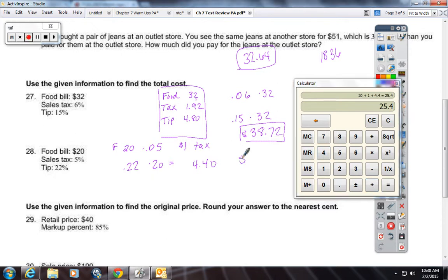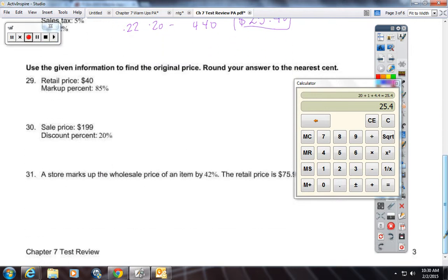Next, so we have a retail price and a markup percent. So on this, we need to use a formula. So I had you guys at the top of your review write down 5 different formulas. So 2 of them have to do with interest. So obviously, we're not looking at those. Or 3 of them had to do with the interest and stuff for the lesson 7.7. So there's 2 from this chapter, this lesson 7.6 that you need to look at.